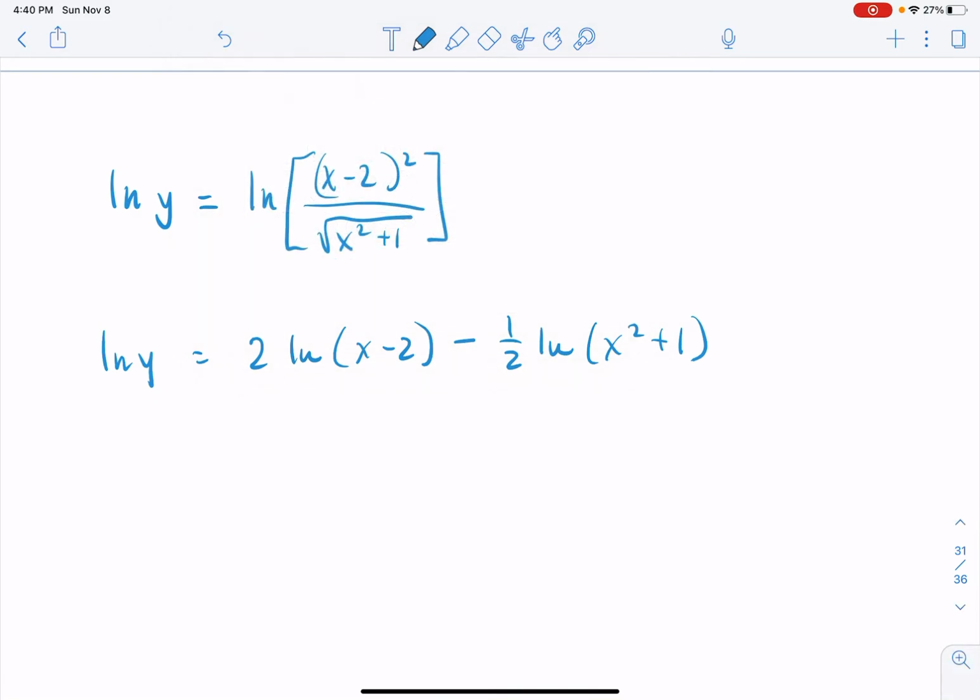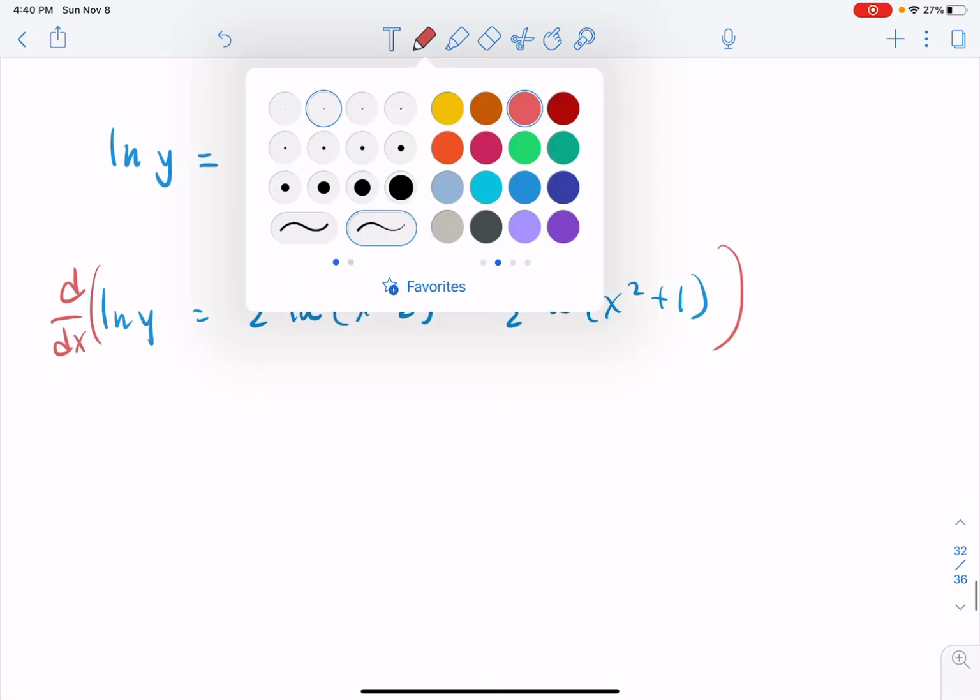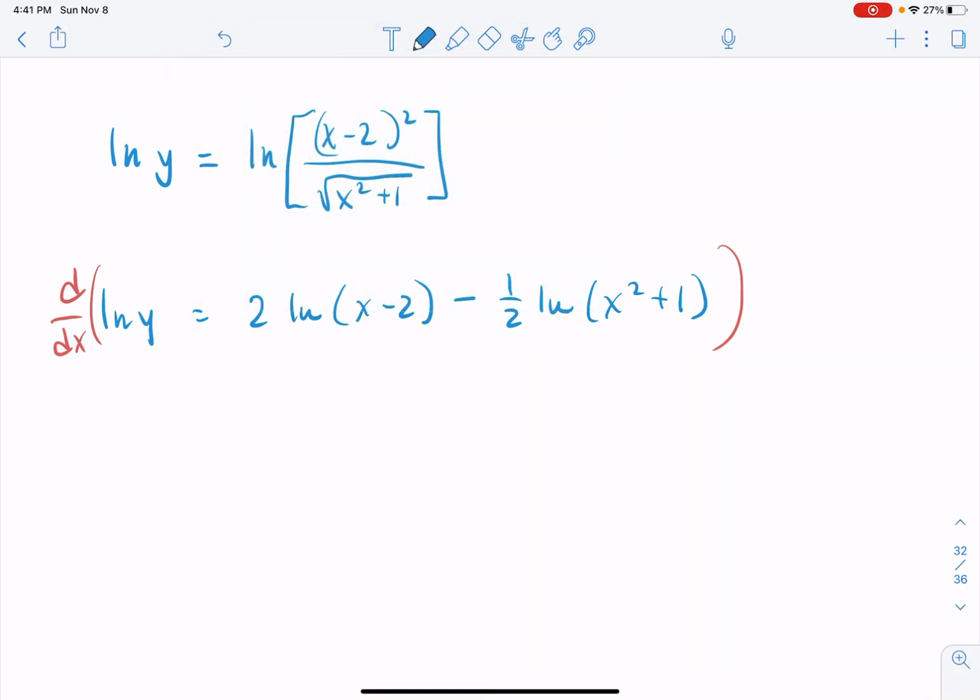Now then, let's take the derivative with respect to x on both sides of this. When we do, we'll have to implicitly differentiate the left side. Why is that? Because you have y inside of the natural log function. It is now an implicit equation. The derivative of the natural log of y is y prime over y. Then I will take the derivative normally on the right-hand side because there's no y's in it.